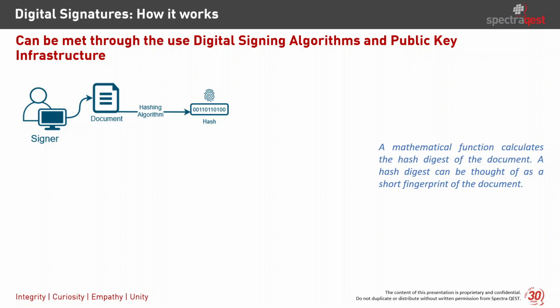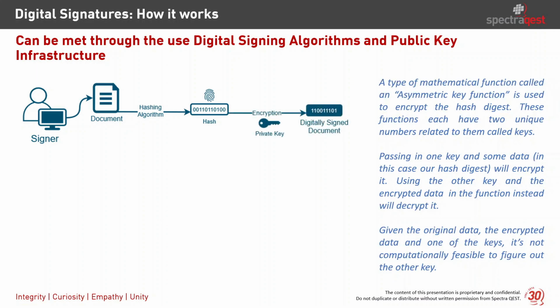If you change one letter in that 1,000-page document, and you pass that slightly modified document through your hash function again, you'll get a completely different output. So small changes in the input lead to a drastically different output. So this is why you can think of a hash as a fingerprint for the document. So we calculate this fingerprint. And then what we do is we encrypt the fingerprint using the signer's private key.